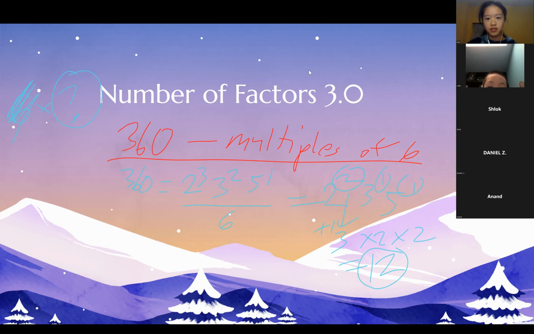No, but how does it convert to 2 to the power of 2, 3 to the power of 1, and 5 to the power of 1? Oh, okay. So here, let me erase this. Okay. So 360 equals this, but then we're just going to take the 6 out. So that's why we're dividing by 6. And after we divide by 6, this ends up becoming the prime factorization of 60, because 360 divided by 6 is 60. Oh, I see. Oh, okay. I was making it complicated in my head. That's okay. Okay.